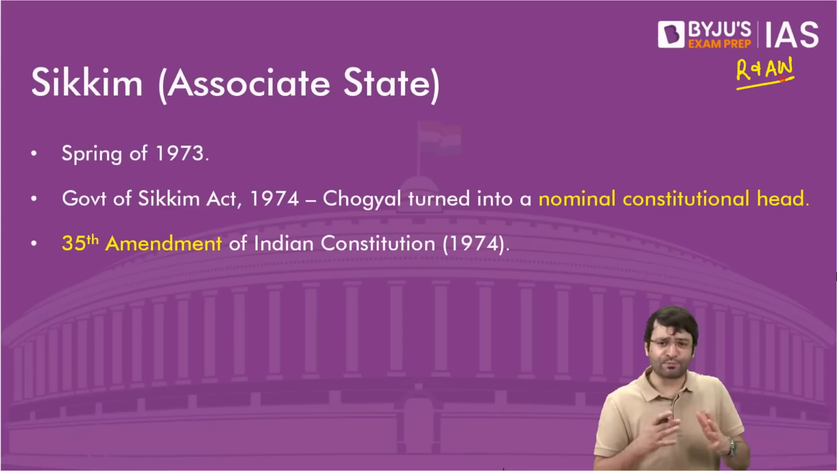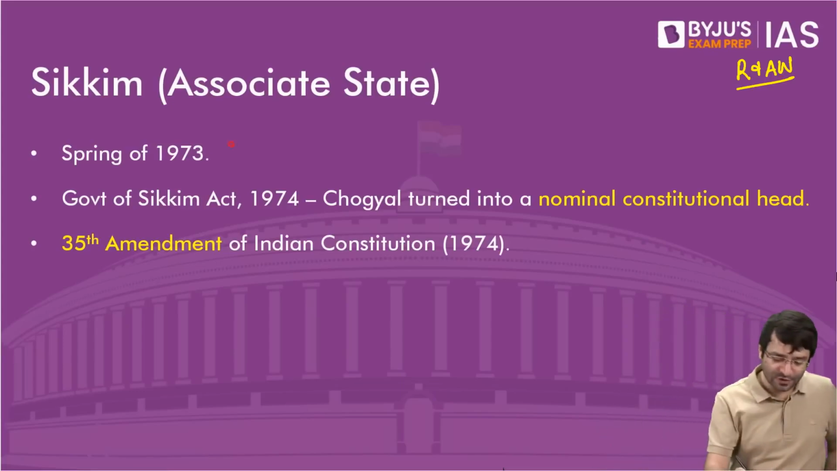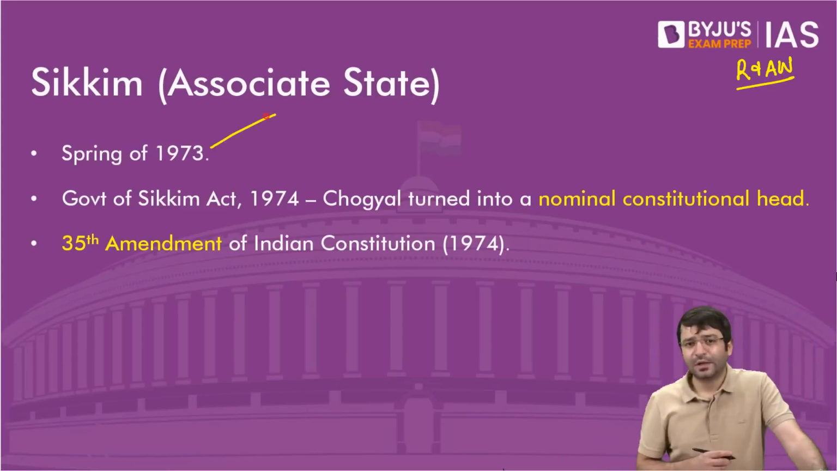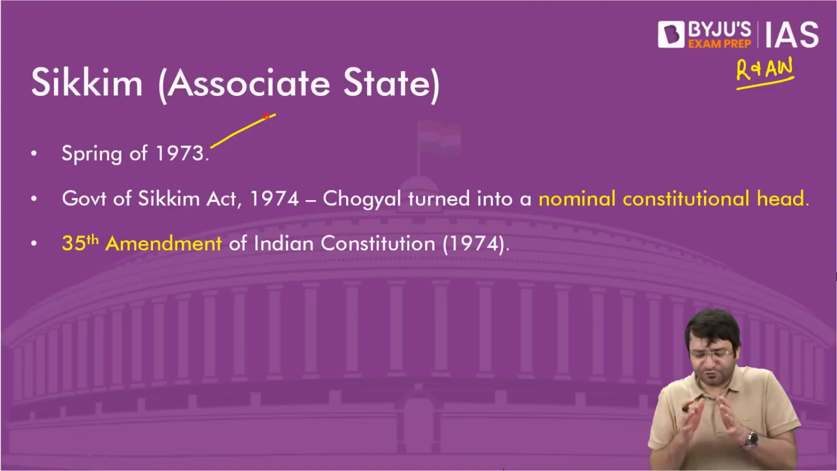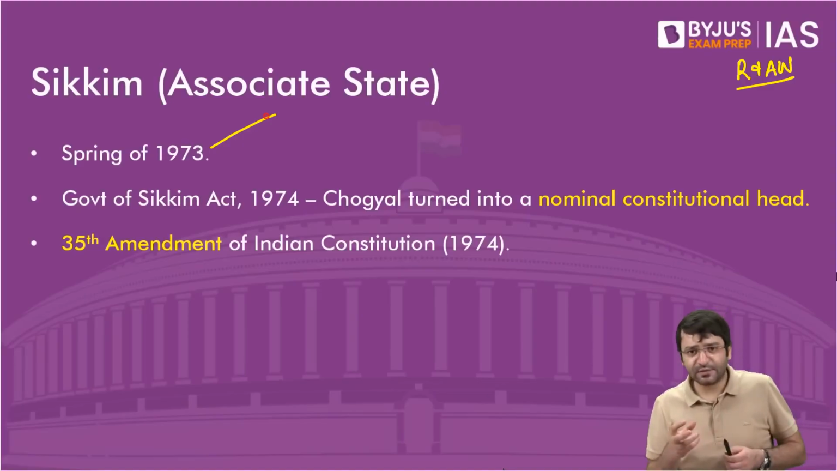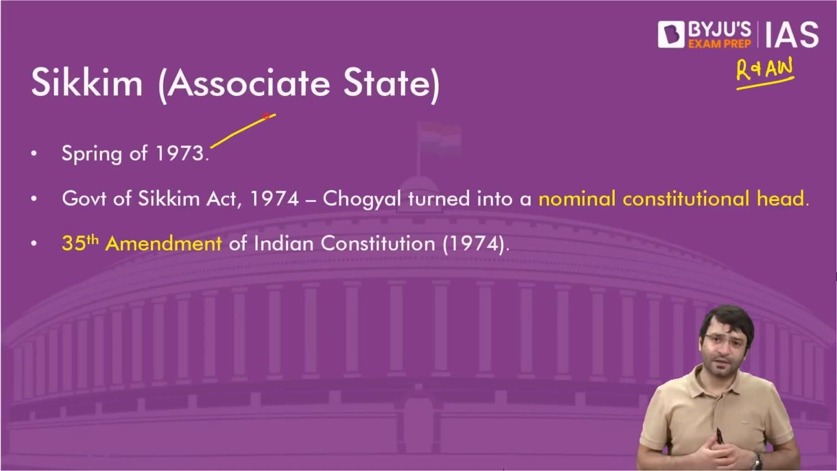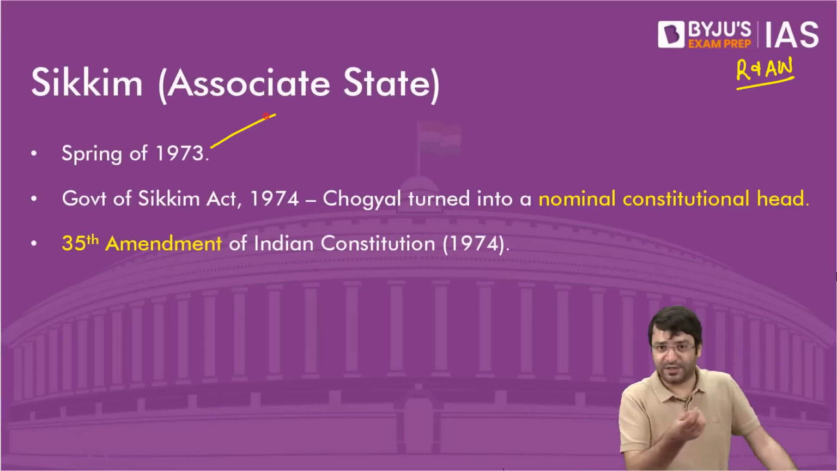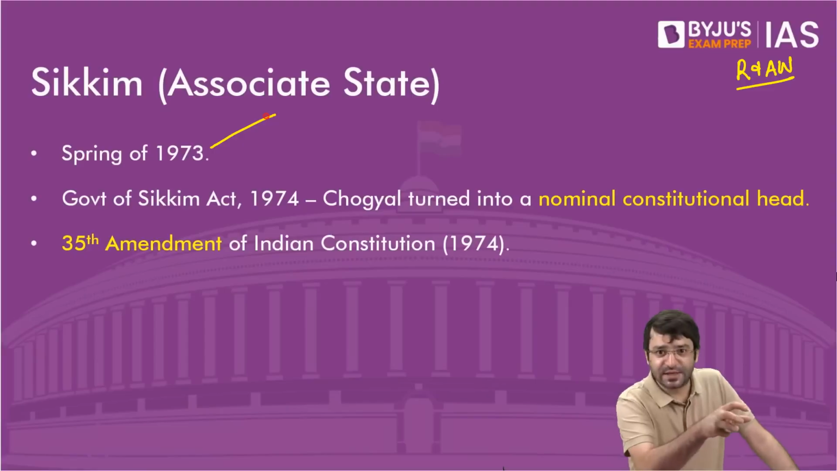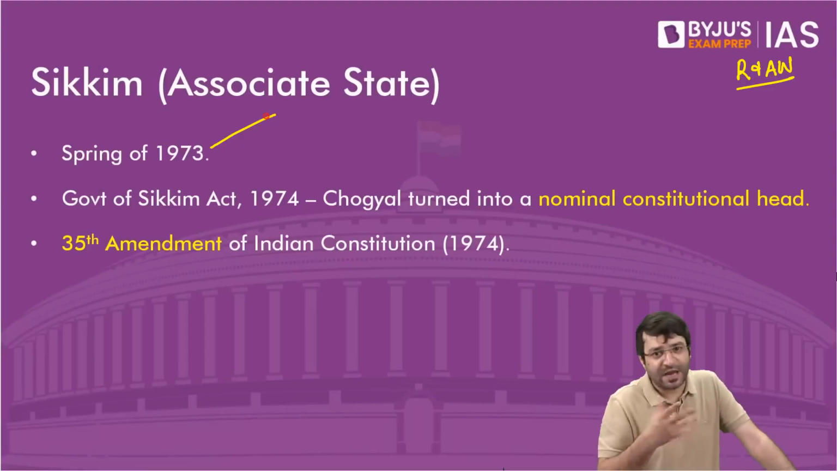There were these series of protests, and ultimately there was a compromise. What was the compromise? Three parties: the Government of India, Chogyal, the institution of monarchy, and these protesters. They decided to come together. Why is India involved? Because India is protecting Sikkim. And at the same time, some people allege that RAW is responsible for this.